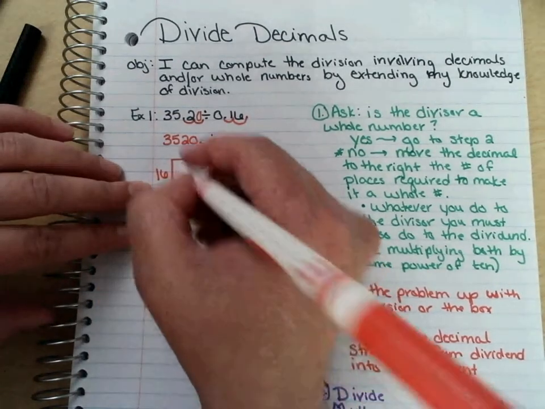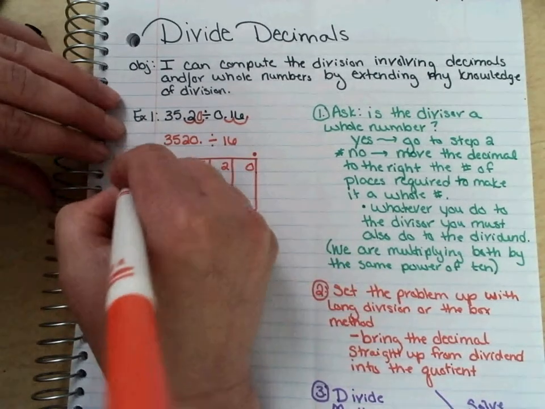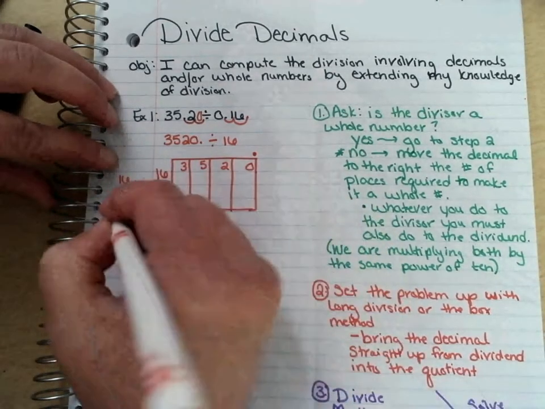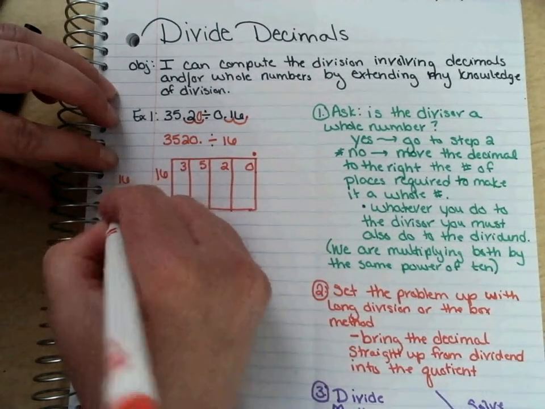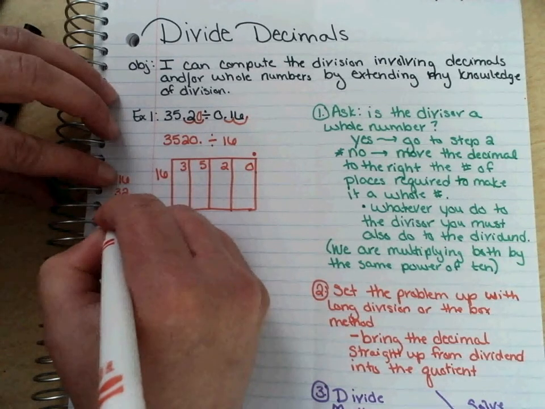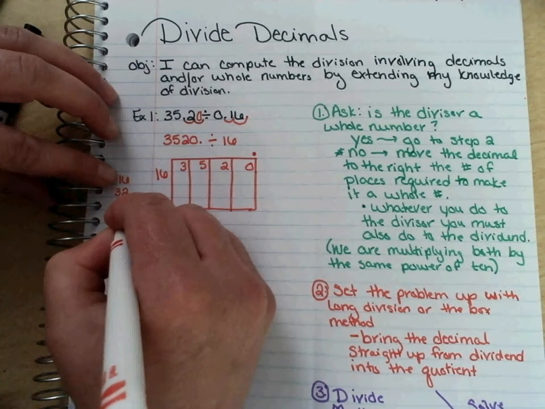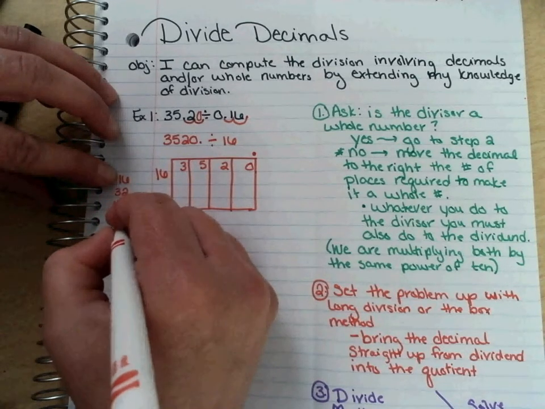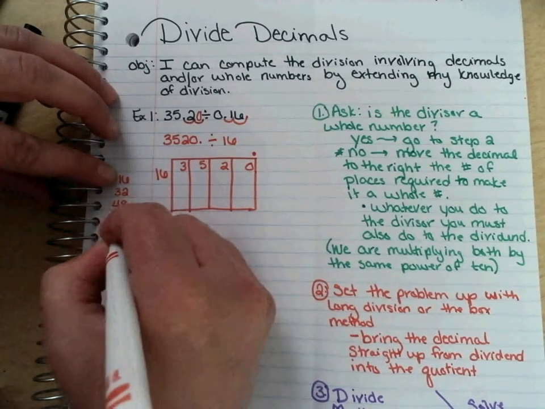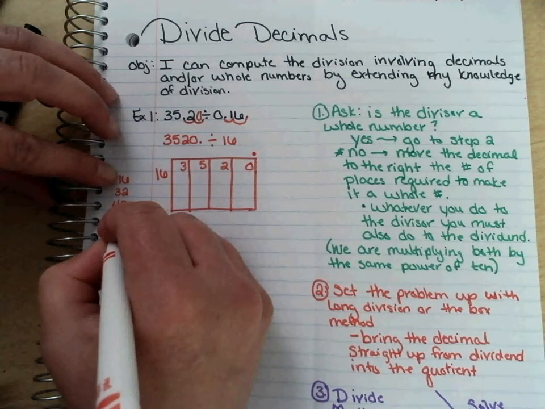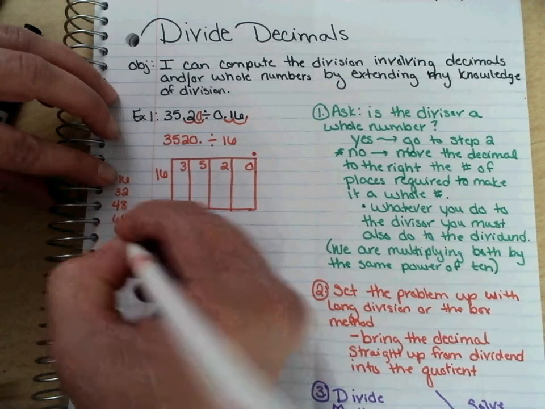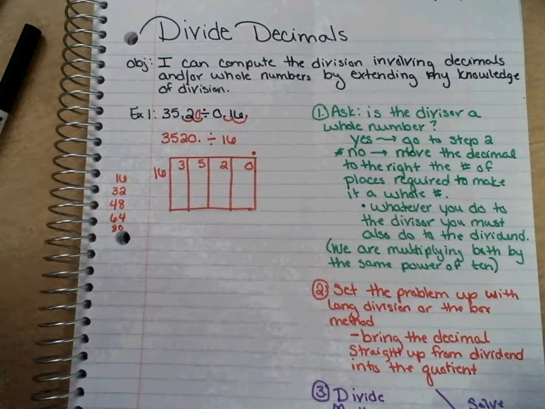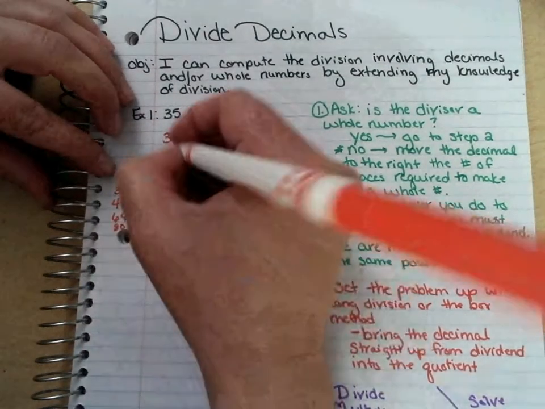I divide just like normal, so 16, can it go into 3? Well, actually, sorry, I've got to do my multiples. 16, 32, 48, 64, 80. I'm going to let it sit there. Okay, so I've done quite a few.